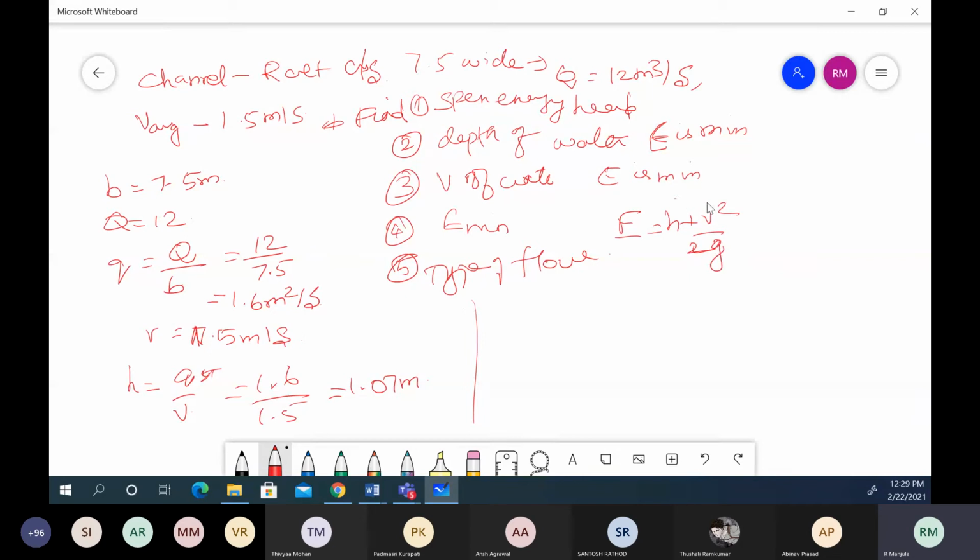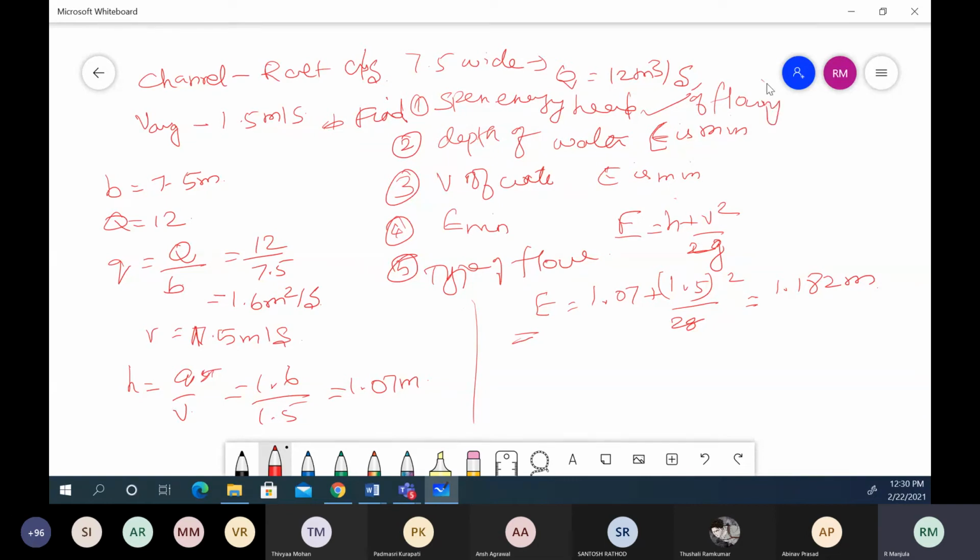This is static head, this is velocity head, kinetic head. Usual notations only we are using. So E is equal to, what is h here? 1.07 plus v square by 2g, that is 1.5 whole square divided by 2g. This is going to be 1.182 meters. So this is the specific energy head. This first one, specific energy head of flowing water, you have found out.